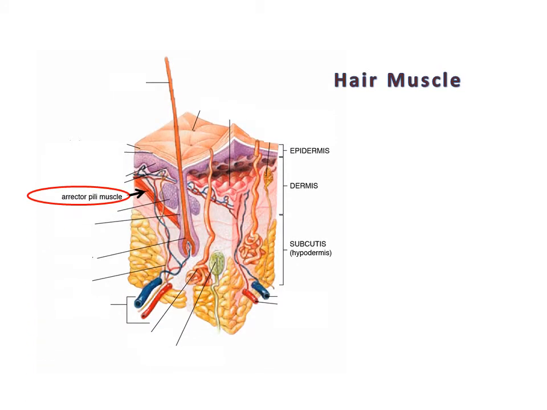Our hair muscle, which is called the arrector pili muscle, has to do with whether our hair stands or whether it's laying down. When we are cold, when we are scared, that arrector pili muscle will contract and our hair will stand up. When we are comfortable in a safe environment, our hair lays down.